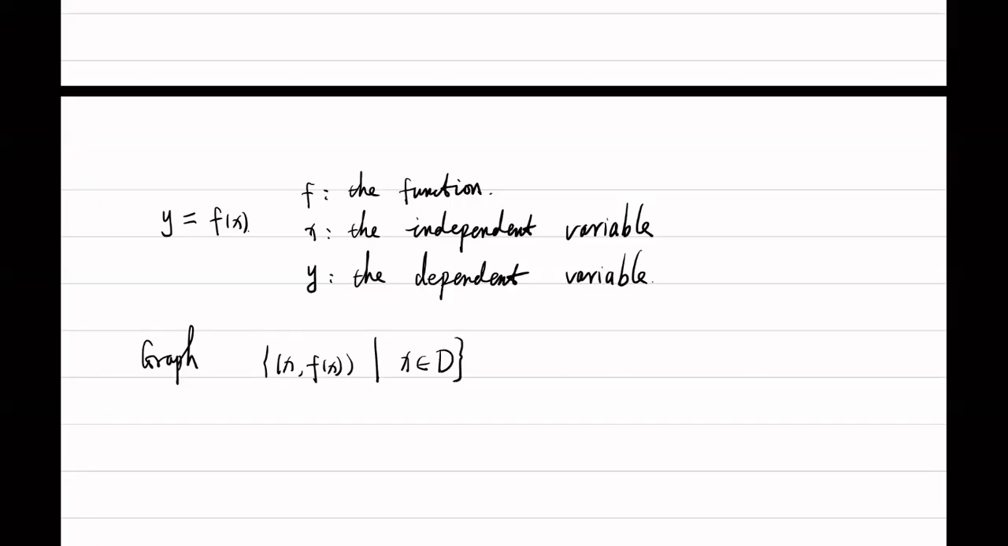So here you can see this represents a point. It's not an interval. So it depends. This depends on the context. In this context, it is a point.